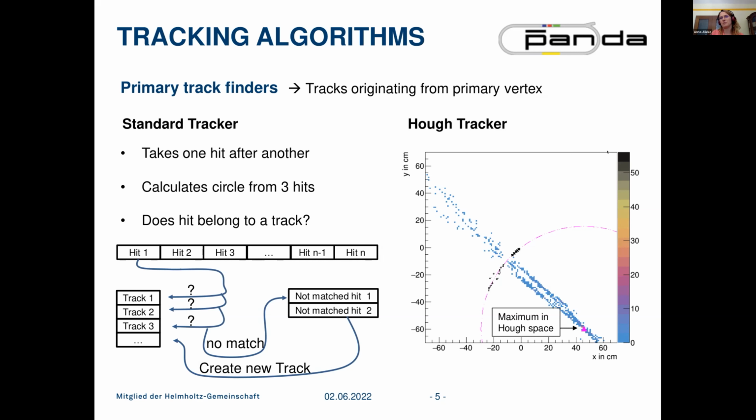In my PhD thesis, I then developed another primary track finder, which is called the Hough track finder, and it is based on Hough transformations. For a Hough transformation, I calculate all possible combinations of 2 hits and the interaction point, and calculate all possible Apollonius circles for each combination. The parameters of these Apollonius circles are then filled into a 2-dimensional histogram, which is called a Hough space. The maximum in the Hough space then describes the actual track parameters.